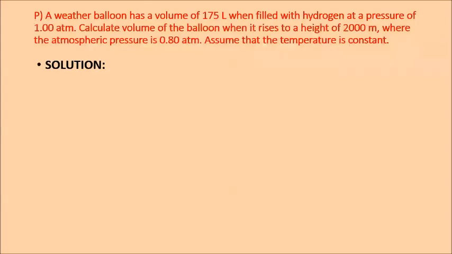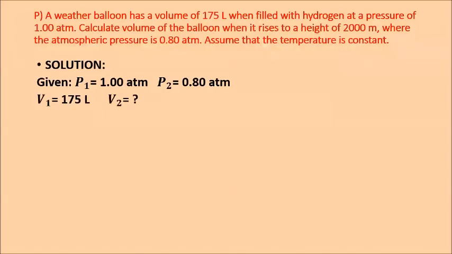Now what are the things we have given in the question? First we have to write that down, and then check which formula we have to apply. According to Boyle's law, what is the equation? All given things we have to note down. P1, the pressure, is given as 1 atmosphere. And the P2 value, that is the atmospheric pressure, is given as 0.80 atmosphere. Then V1, the volume, is 175 liter, and V2 we have to calculate. So this is our given data and what we have to find.